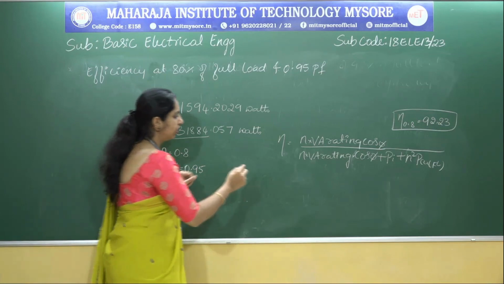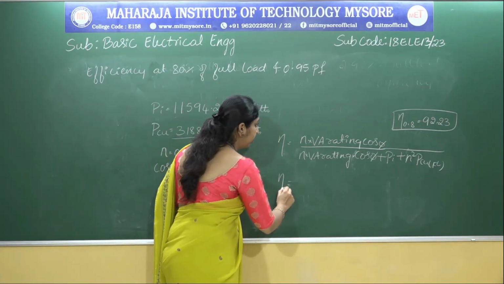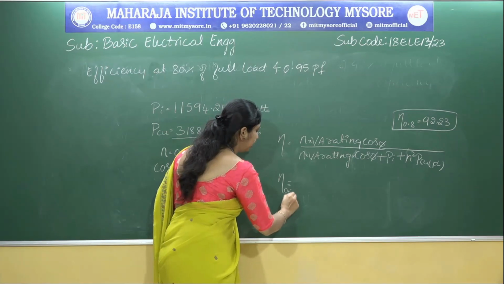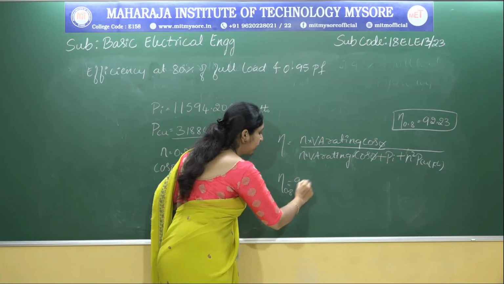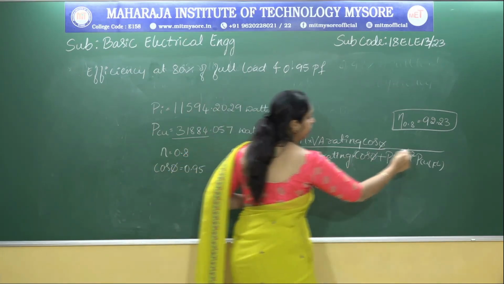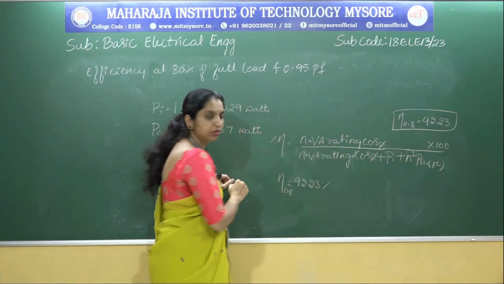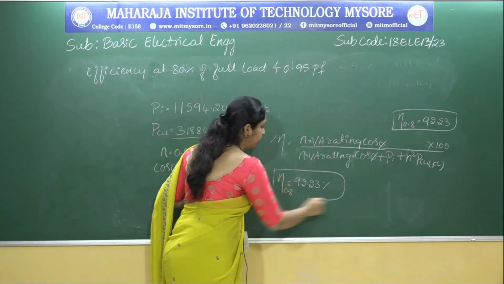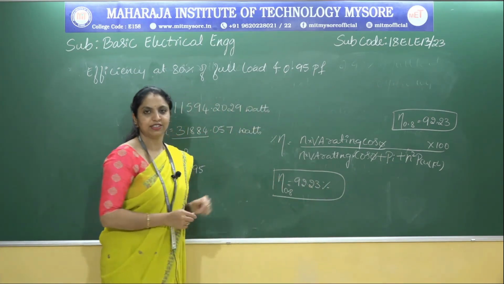After substituting all the values and simplifying this expression, we would be getting the efficiency at 80% of the full load, that is eta at 0.8 as 0.9223. We need to multiply this with 100 because we are trying to express this in terms of percentage. So finally we get 92.23% as the efficiency. Thank you.